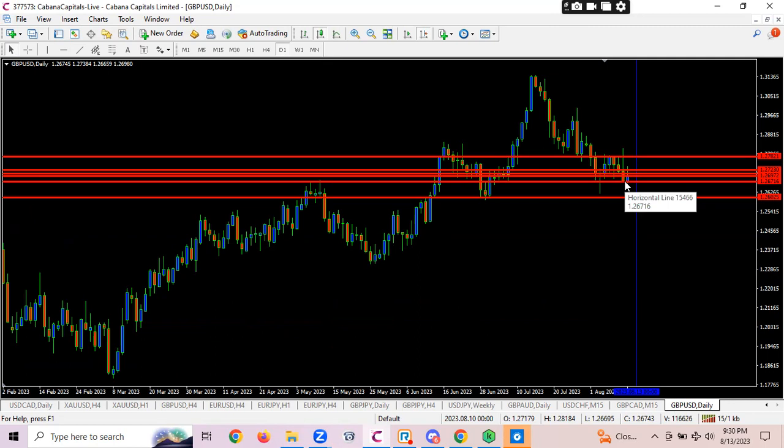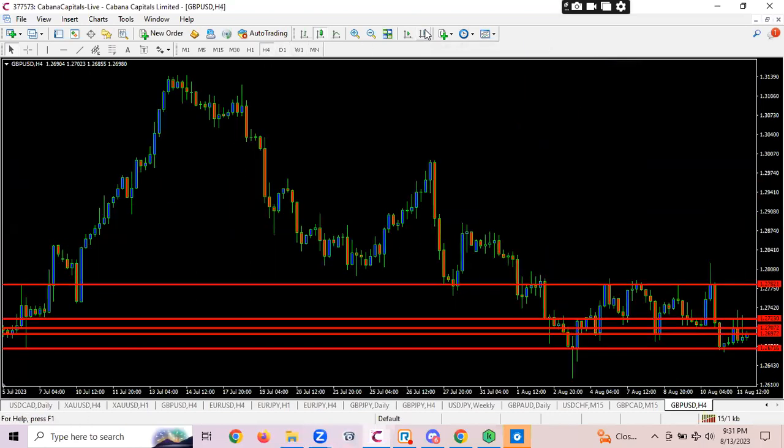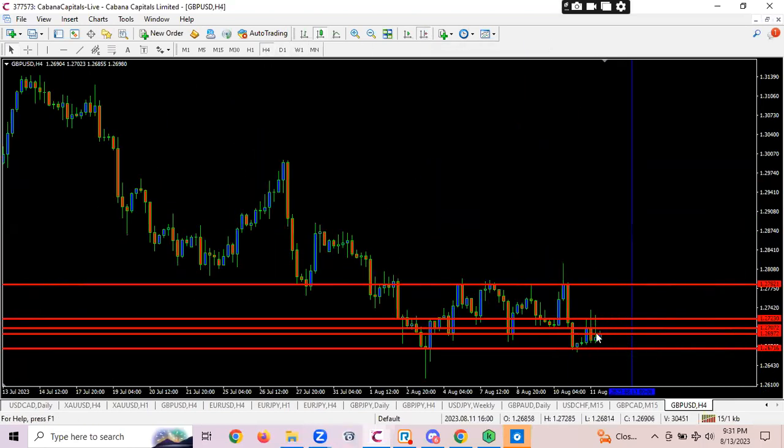This week, we have several major news releases. So if this support is broken, you might want to sell. But like I said, my bias is bullish, so I'm only interested in bullish setups. And I've shared with you where I will be considering buying if a candlestick closes above this resistance zone. That will be my first entry.